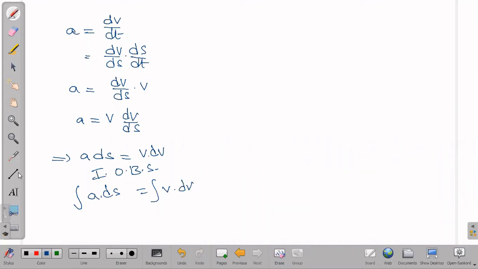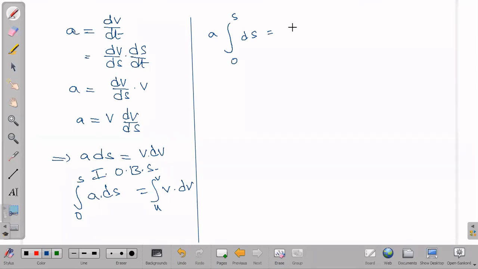Next, if I simplify this further, a I can take out as common. Before that I will apply limits also here. We are integrating with respect to s, so the s limits have to be written, 0 to s. Here we are integrating with respect to v, so the v limits have to be written, u to v. Now, integration of a into ds: a I am taking out, it is not the same term now. If we apply it, integral from 0 to s of ds is equal to, on the right side, the integration of v from u to v into dv.